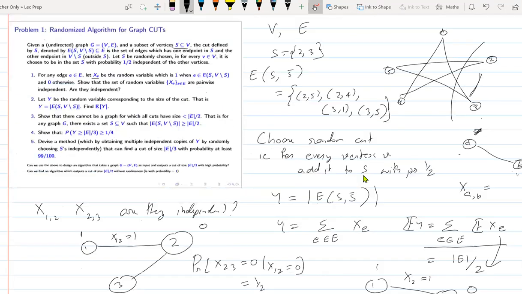So the rest of the question is: in expectation, you are getting size of E by 2. But what is the probability that you get a cut of size at least, let's say, 1 by 3? Show that you get a cut of size at least 1 by 3 of size E with probability at least 1 by 4. How do you do that?